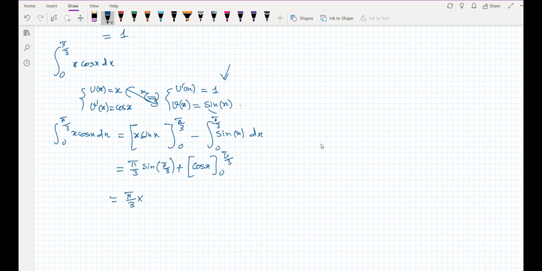The sine of pi over 3 is root 3 over 2. Here we need to replace by cosine of pi over 3 minus cosine 0. Let's do some simplification: pi root 3 over 6 plus, cosine of pi over 3 is 1 over 2, and cosine of 0 is 1. Which leads us to pi root 3 over 6 minus 1 over 2.